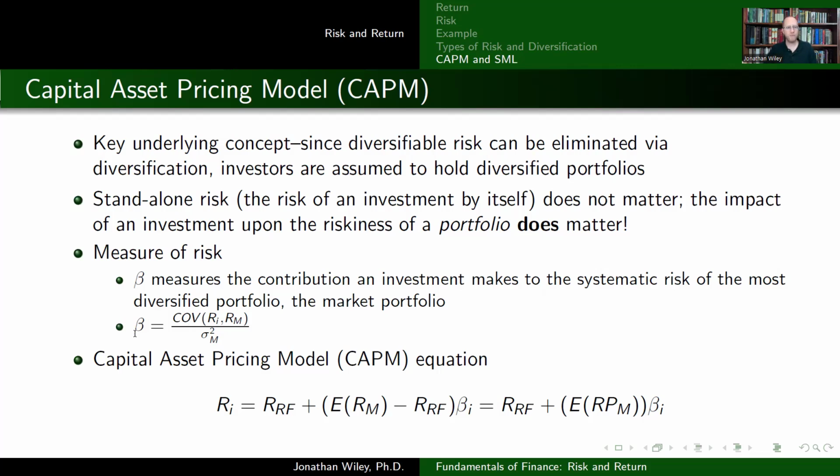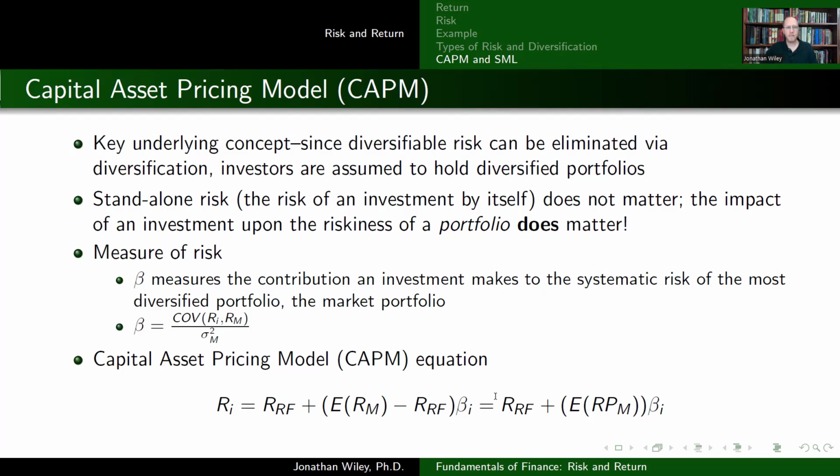Now, once I have beta, we can put it into a formula. That's where we get the capital asset pricing model, or CAPM equation. This is a model that connects return and my measure of the contribution that an investment makes to the riskiness of the portfolio. So R_I is the return on the investment. R_RF is the risk-free rate. E(R_M) is the expected return on the market. I have the risk-free rate again, and then I have beta.